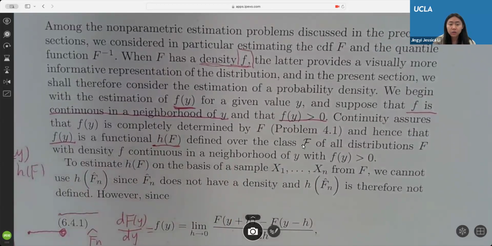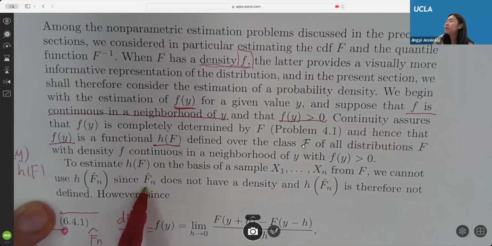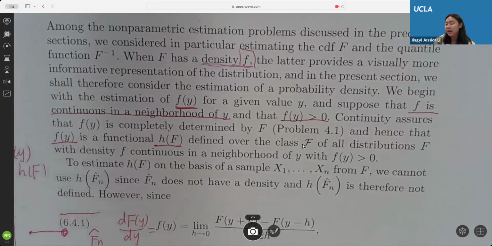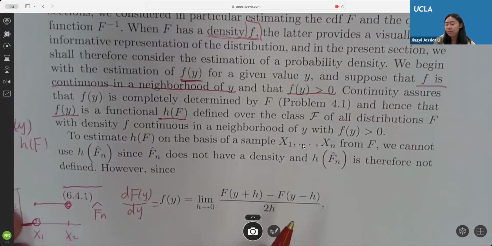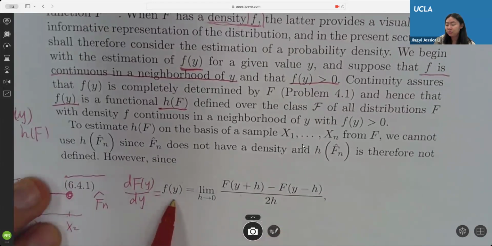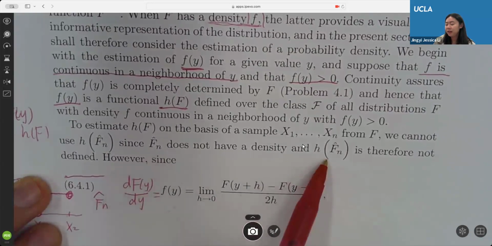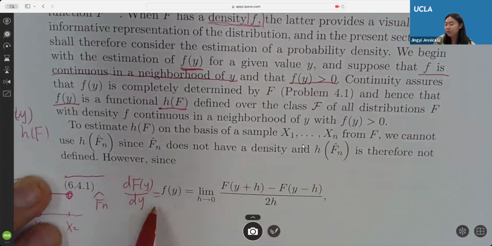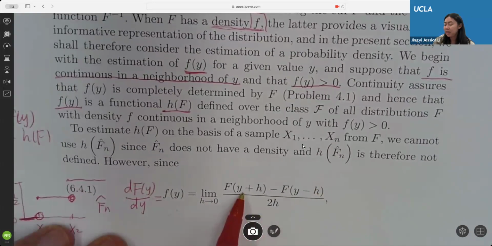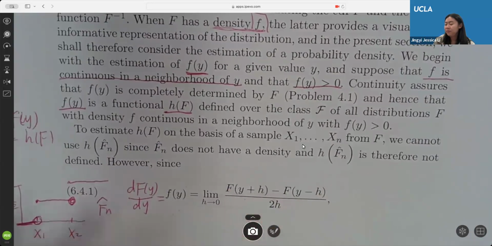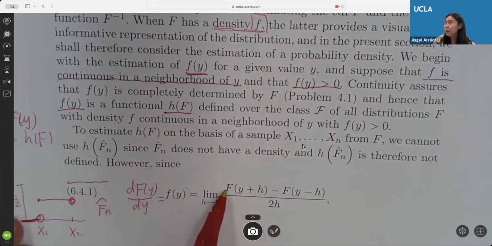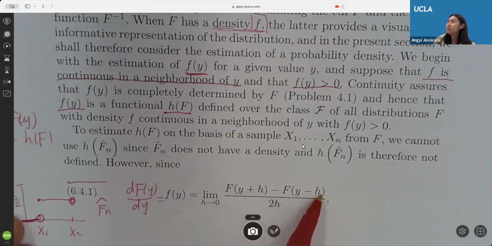All right. The reason we need to go back to this is because F_n hat itself doesn't have a derivative at many places, because it can be discontinuous, right? As an empirical CDF. So that's why we have to use the definition of derivative. Instead of requiring F_n hat to be differentiable, we go back to the definition of derivative as a limit. And this limit does not require any differentiability. It's just about the difference of F.